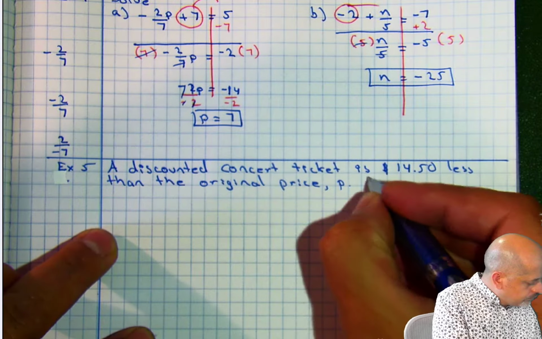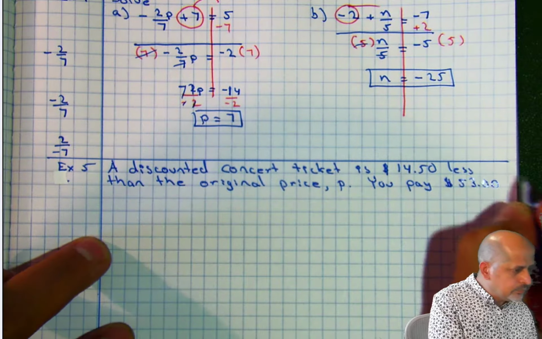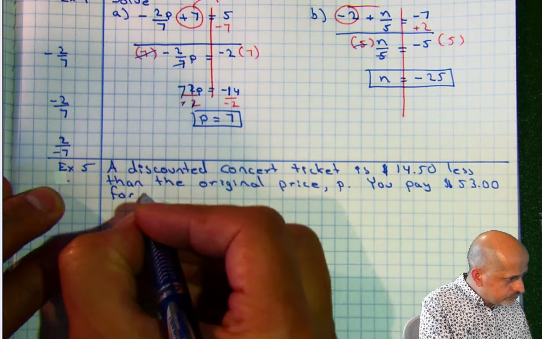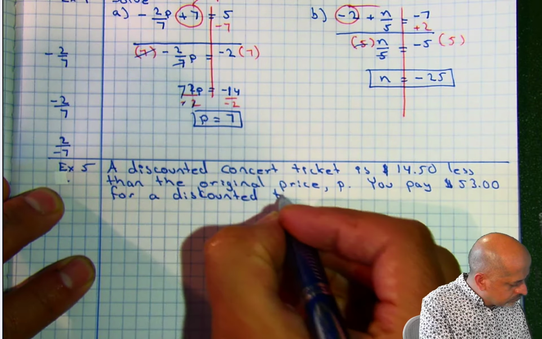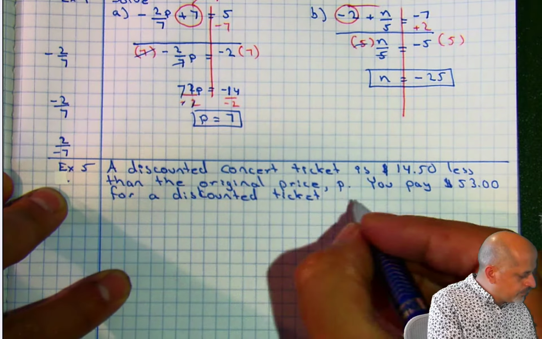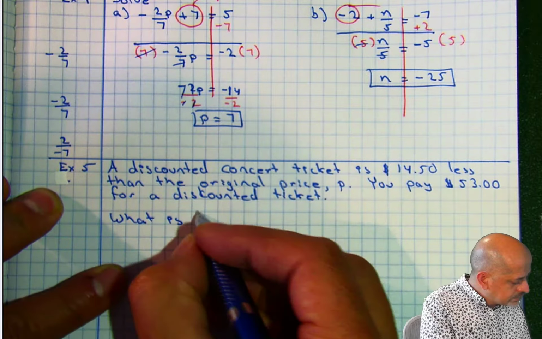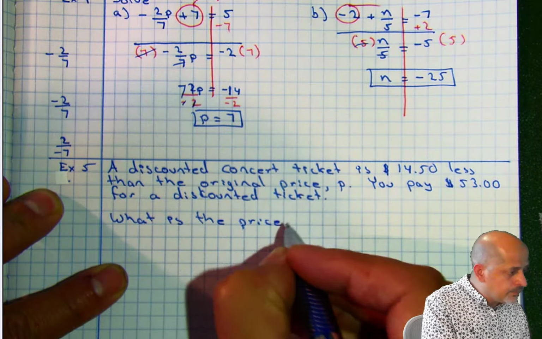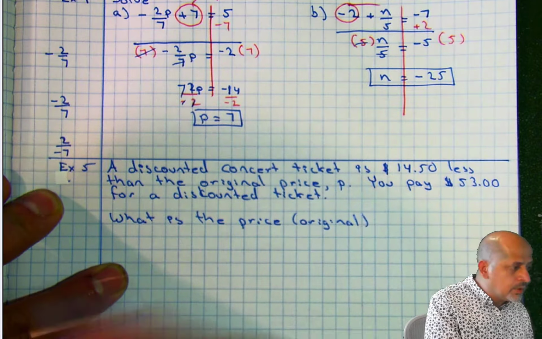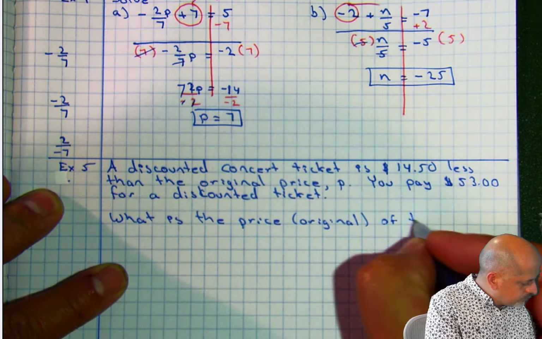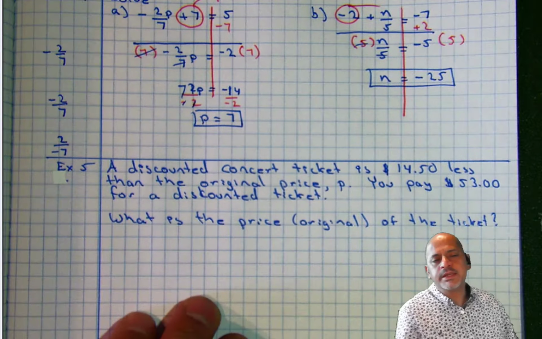You pay $53 for a discounted ticket. The question is, what is the original price of the ticket? So how much did the ticket cost before the discount?